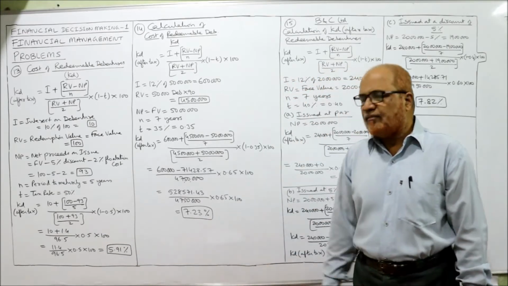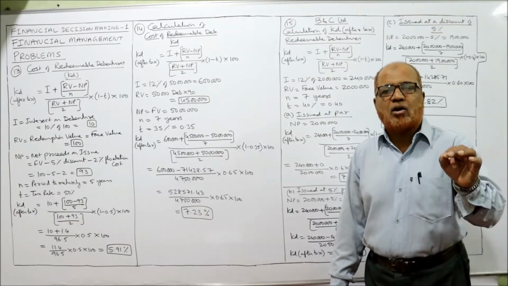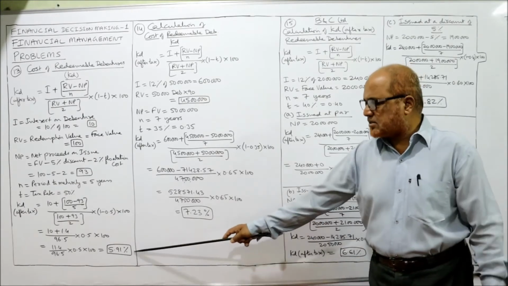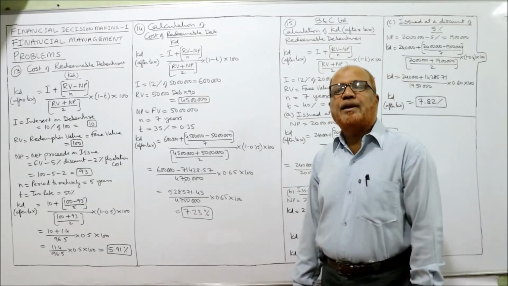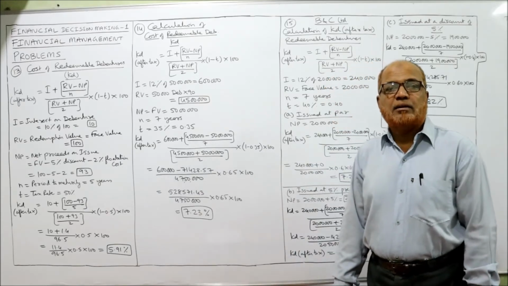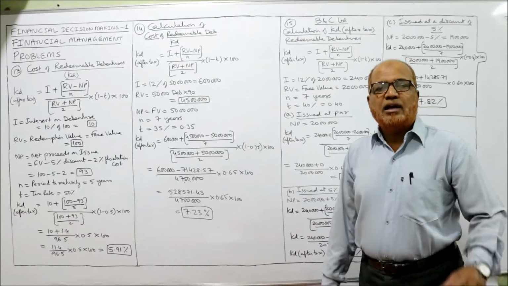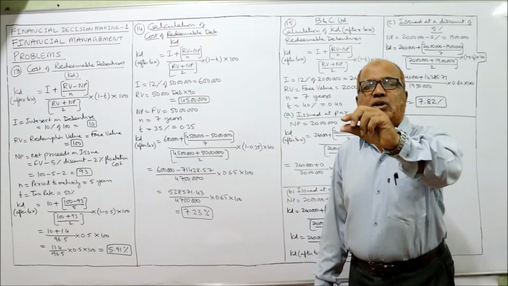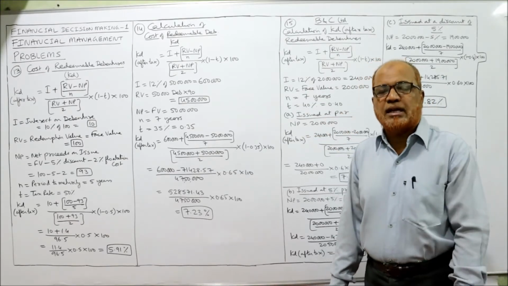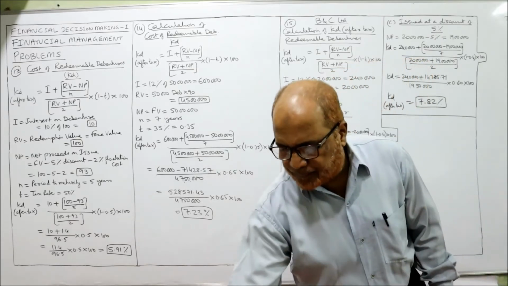So if you simplify, 5.91%, this is the KD, cost of debt after tax. So this is the first problem where the debt is redeemable. If the debt is redeemable, this formula is applied. If the debt is irredeemable, simply I by NP into 1 minus T into 100. That's it. Now see the 14th problem.